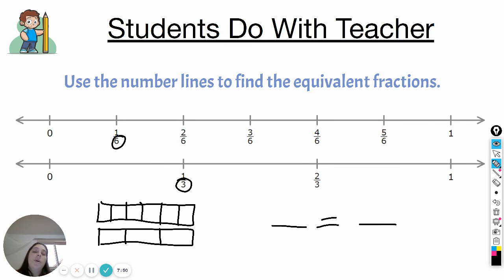Okay, now what I want you to do is fill in your answer here, seeing which fractions are equal to each other. So looking on the number line, which fractions line up in the same spot. And I'll give you just a moment to find that, fill in the answer, and then we'll check it with mine.